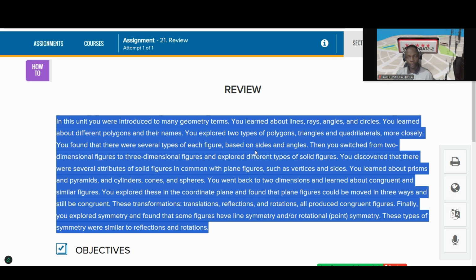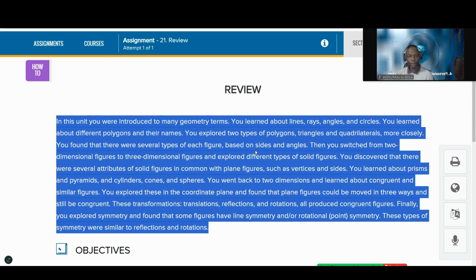Then we switched from two-dimensional figures to three-dimensional figures. Then we studied the solid figures, and we also discovered that there were several attributes of solid figures in common with plane figures, such as the vertices and the sides. We also learned about prisms and pyramids, cylinders, cones, and spheres.